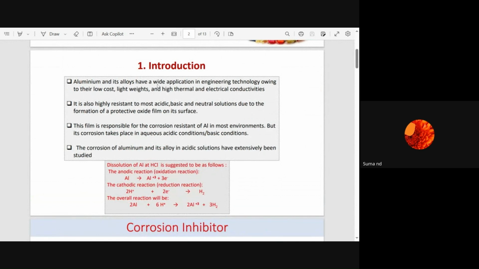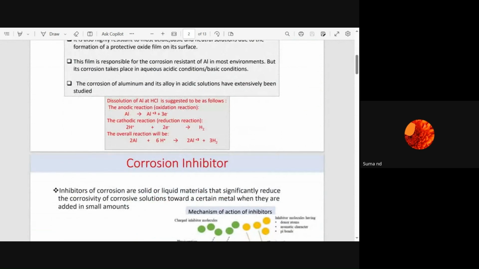We know aluminium and its alloys have widespread application in engineering technology due to their low cost, light weight, and high thermal and electrical conductivities. The high corrosion resistance of aluminium is due to the formation of an oxide layer on the aluminium surface. The material's passivity can change with temperature or the previous passivation process of the metal. In acidic solution, the dissolution of aluminium in HCl is given below.